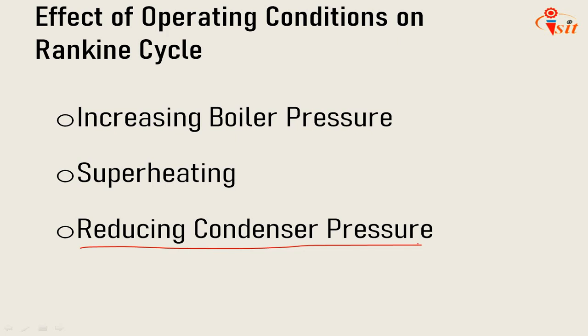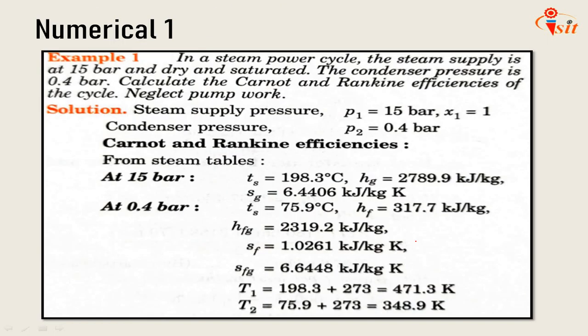The thermal efficiency of the Rankine cycle can be improved by certain methods like regenerative feed heating, reheating of steam, water extraction, or using the binary vapor. So some methods are there to improve the efficiency of Rankine that we will see in the next lecture. Now we will see some examples of the Rankine cycle as well as the Carnot cycle.